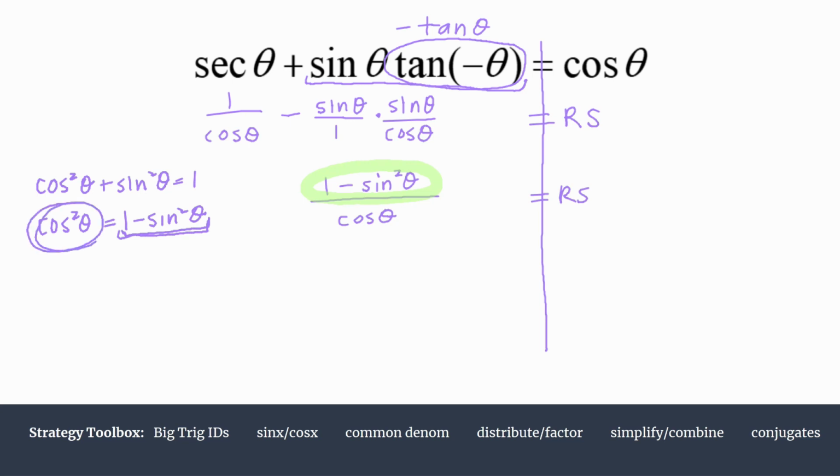So let's do that as our next step. So we have cosine squared over cosine. And hopefully now you see we are basically there. So we have 2 cosines on the top, that's that cosine squared, a single cosine in the denominator. So we can cancel out that common factor of cosine. And in the numerator, we're left with a single cosine. That's just over 1. So we have proved this trig identity. Cosine theta equals cosine theta.